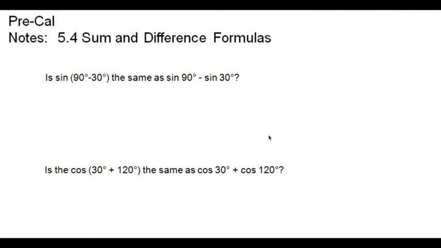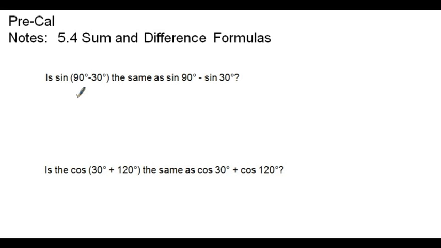Today we're going to look at section 5.4, which is the sum and difference formulas for sine, cosine, and tangent. So let's first start off by looking at these two statements here. It says, is sine of 90 minus 30 the same as sine of 90 minus sine of 30? People look at this and they think, yeah, sure, just distribute your sine just like you normally would. Sine times 90 is sine times 30, so it'd be sine of 90 minus sine of 30. But let's take a little bit deeper look into this and figure it out.